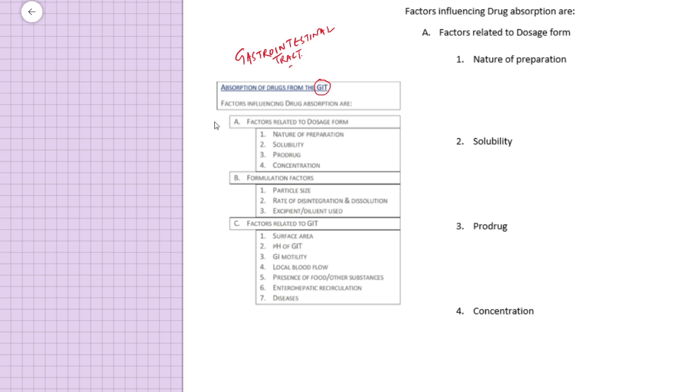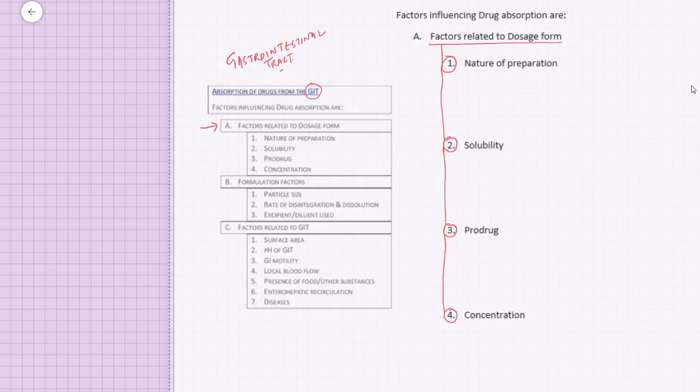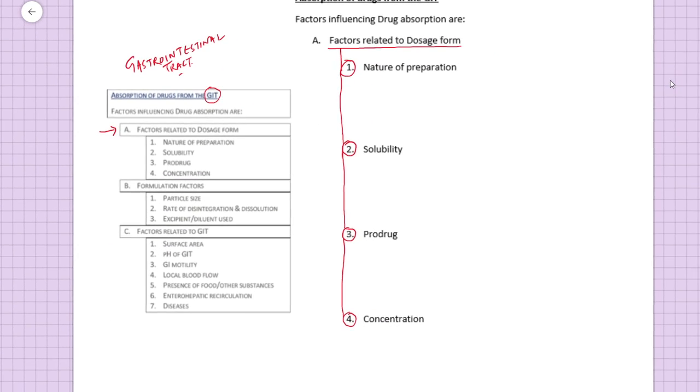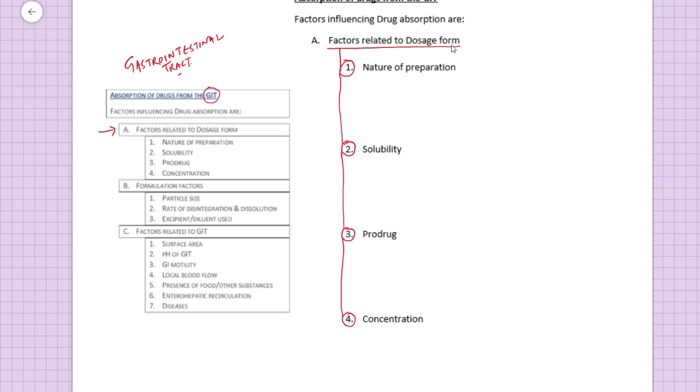So what are the factors? There are factors related to the dosage form, and the factors which are related to dosage form are nature of the preparation, solubility, prodrug, and concentration. So let's learn about them one by one. Let's discuss them in sequence. The first one, as we mentioned, is the factor related to dosage form, the nature of the preparation.